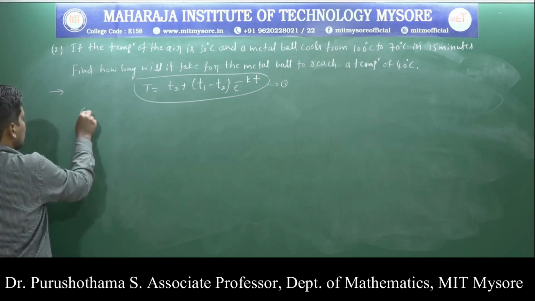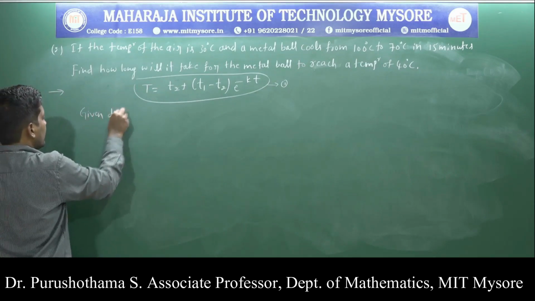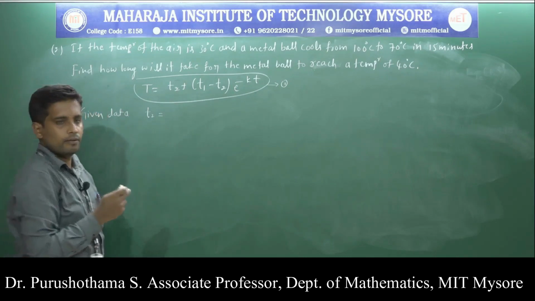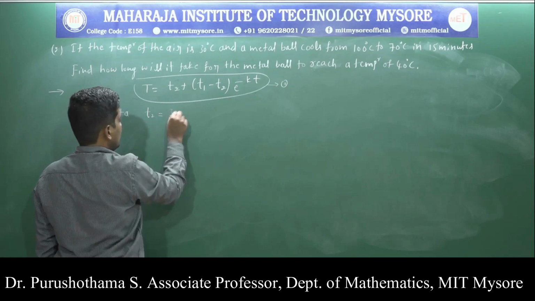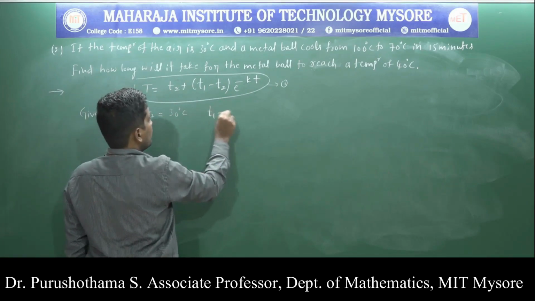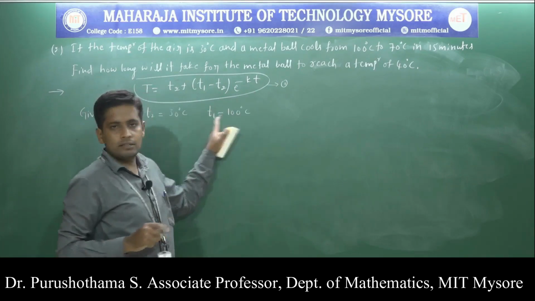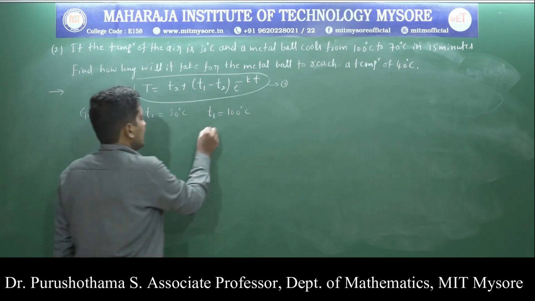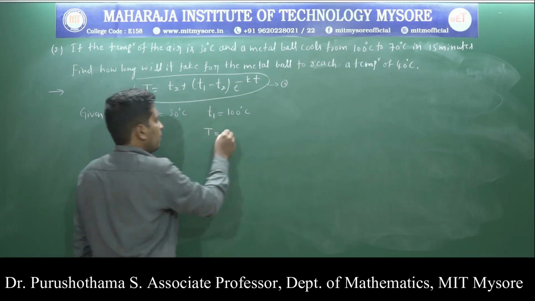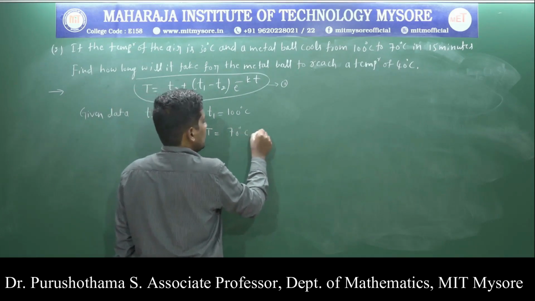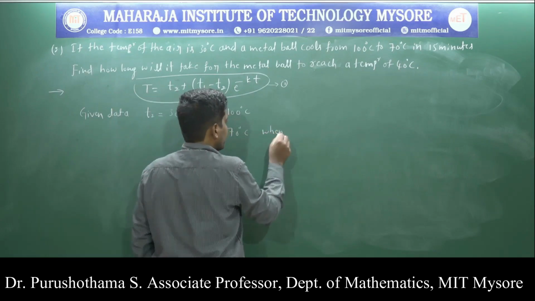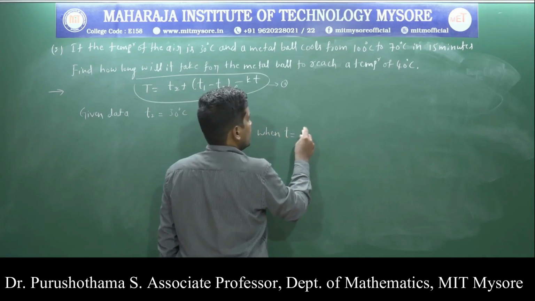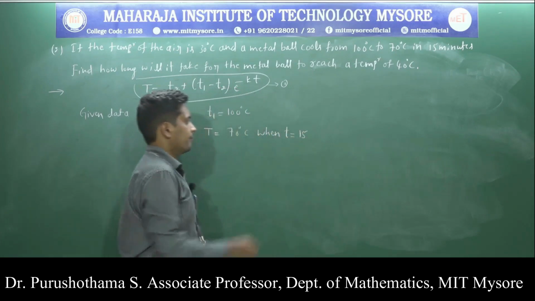So, given data: T2, the surrounding temperature of the metal ball, is 30 degrees Celsius. The initial temperature T1 is equal to 100 degrees Celsius, the initial temperature of the metal ball, and capital T is equal to the temperature of the metal ball, 70 degrees Celsius, when t equals 15 minutes.